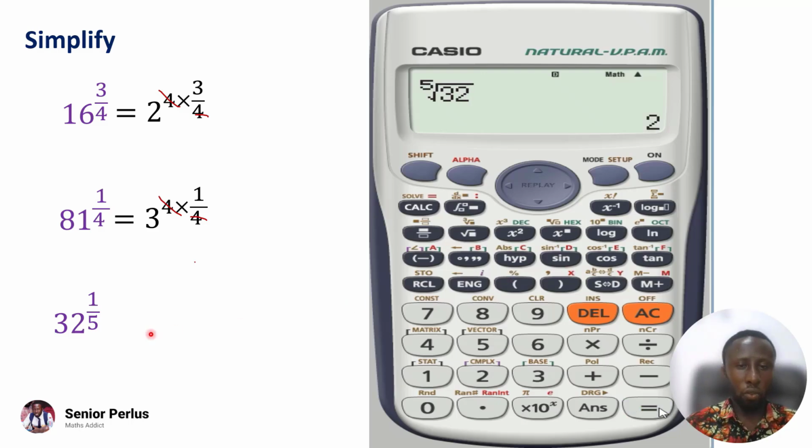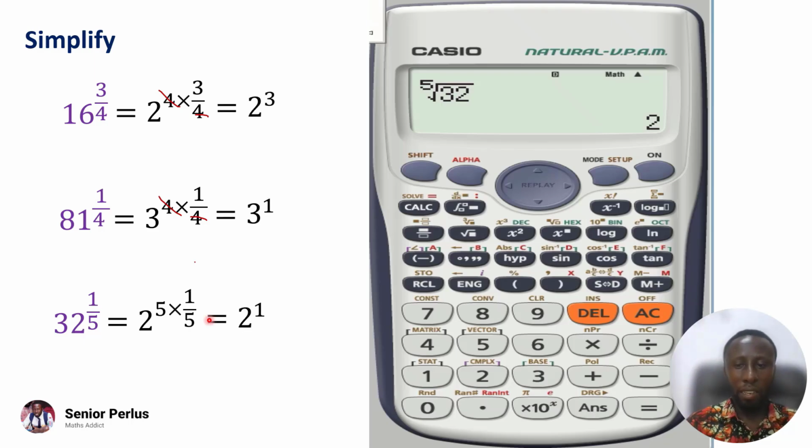Okay, then it's 2. So 2 to the power 5 will give us 32. Therefore, we can simplify this and move on. Okay, so this is our answer under this. Very simple. So we are going to make use of the calculator a lot. So let's solve examples under indices.